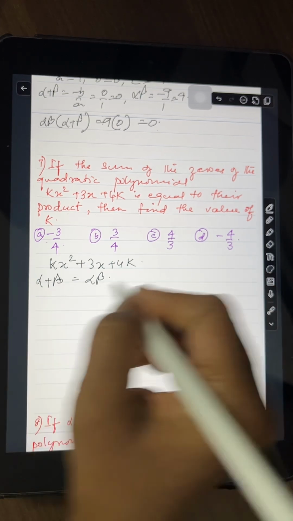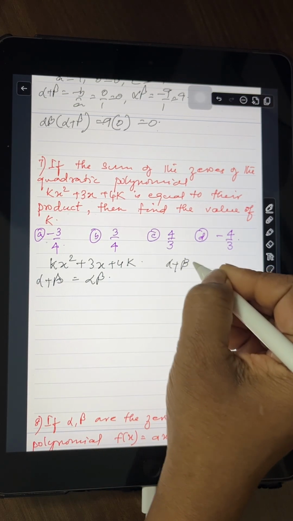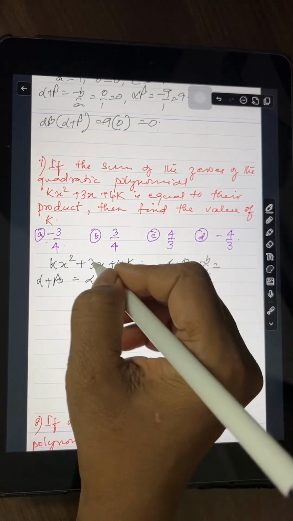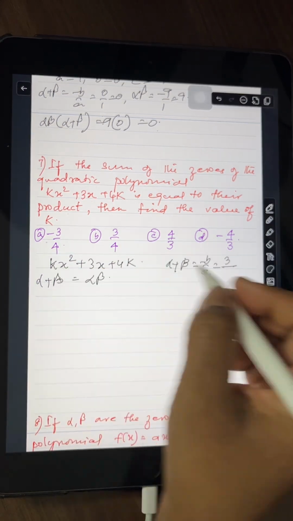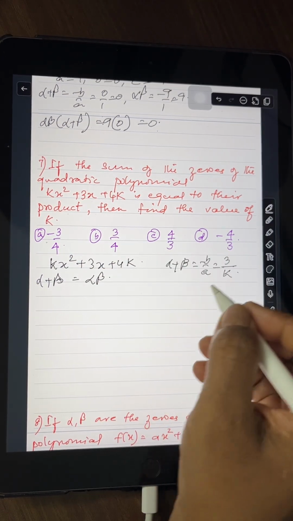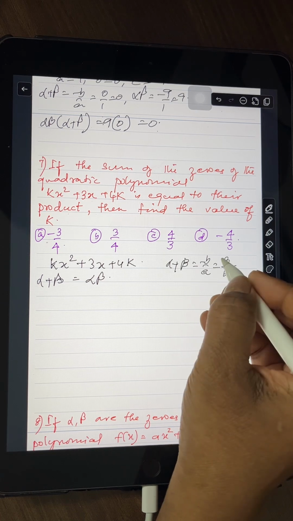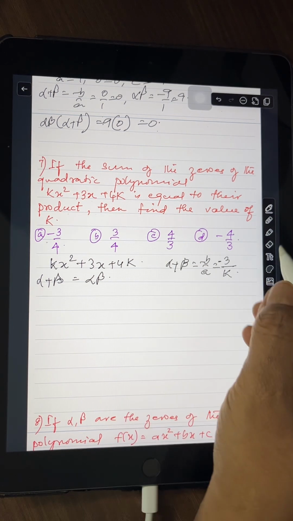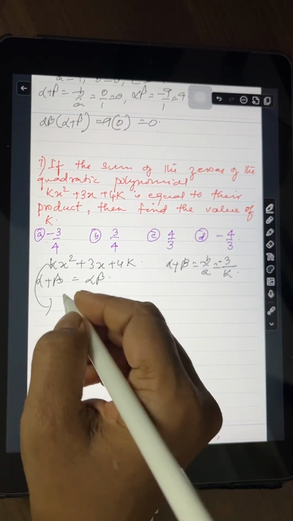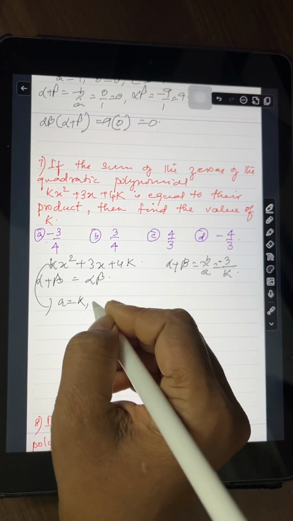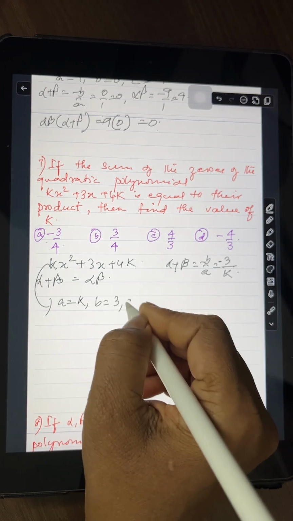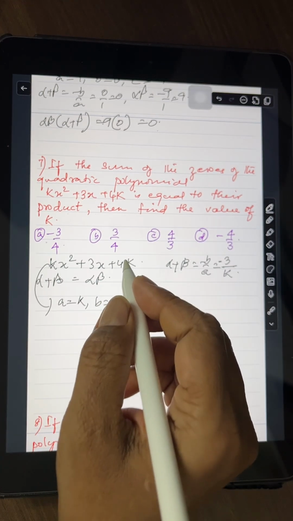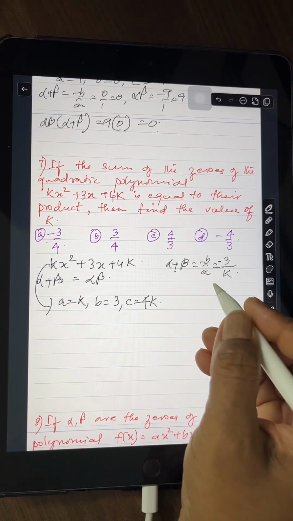So let us find alpha plus beta. What is alpha plus beta? Minus b by a. What is b here? 3 by what is a? A is k. Now you can write minus also, you'll have to write because it is minus this one. Okay. Now what is a here? A is k. What is b here? B is 3. And what is c? C is 4k. This whole thing you'll have to write because k is constant, x is only variable.